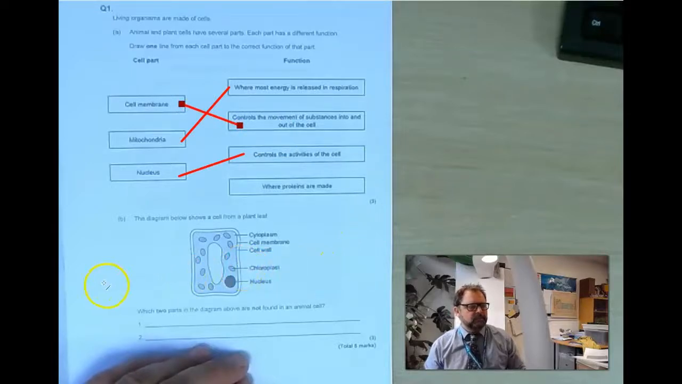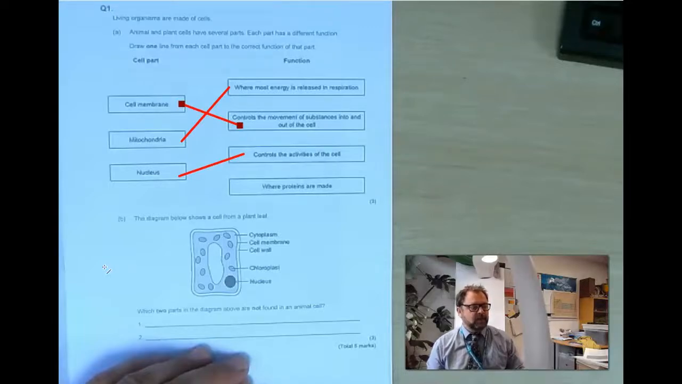Part B gives you a diagram of a plant cell. I can see that it's a plant cell because it's got the features that I've learnt. So I know that plant cells have cell walls on the outside and have chloroplasts for photosynthesis. I'm being asked to pick out those 2 bits in the question here because it says which 2 parts are not found in animal cells.